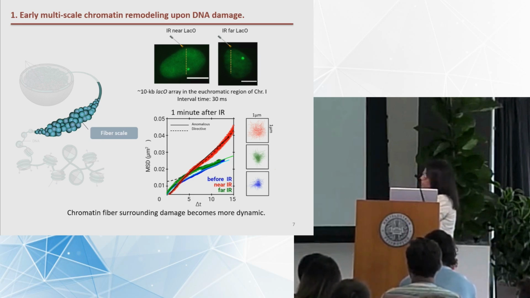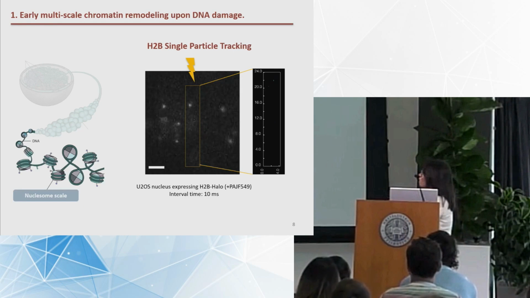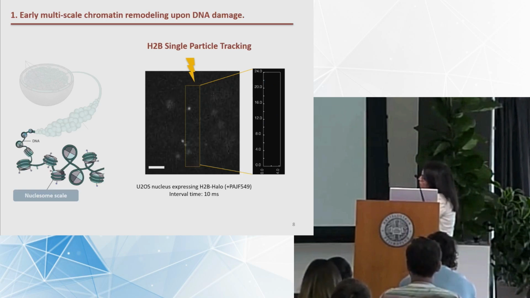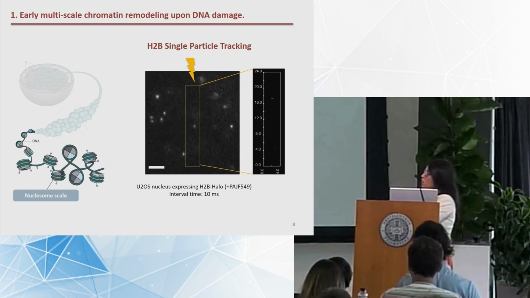And to know if this effect on chromatin dynamics goes beyond the fiber, for example at the nucleosome scale, we follow the dynamics of histone H2B. This is the kind of data that we worked with yesterday during Simon's lecture. This is an example of an acquisition of a nucleus expressing histone H2B tagged with HaloTag and bound to photoactivable GFP. To know what happens only inside the irradiated region after damage, we focus on histones inside this region, and we follow their dynamics before and at different time points after irradiation.